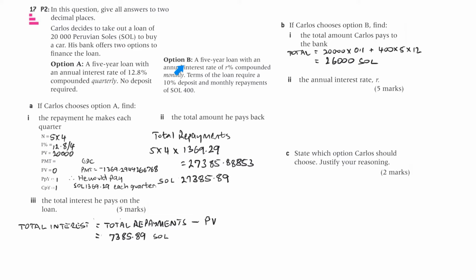Okay, remember this is option B now, so he has to give a 10% deposit, so that's 20,000 times 0.1, that would be 10%. Plus, he's also paying back 400 monthly repayments, so it's 400, 5 years, 12 months, so it's 26,000 sol.